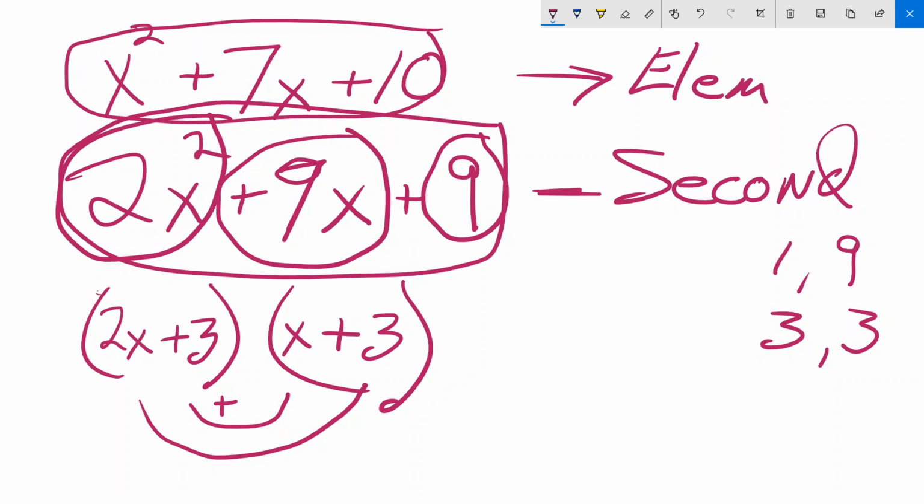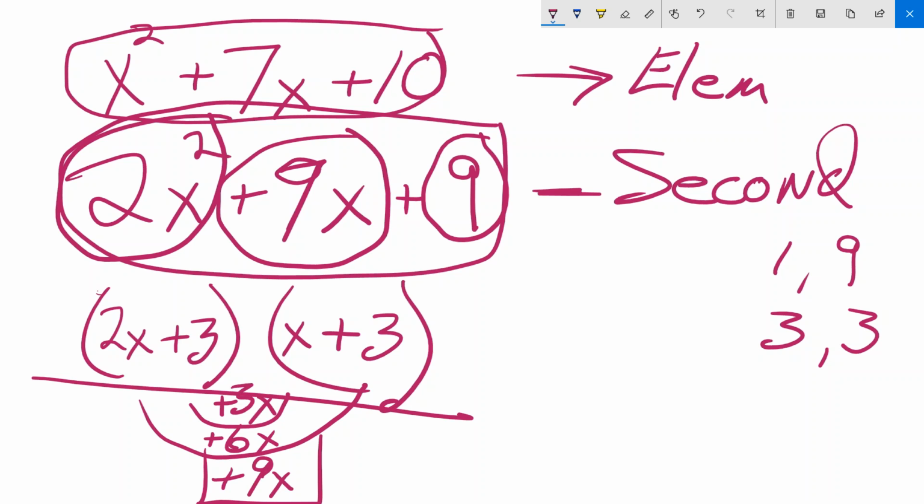3x. What's the outside multiplied to? 6x. What do they add to? 9x. Our middle term. Bingo. That's the result. 2x plus 3 times x plus 3.